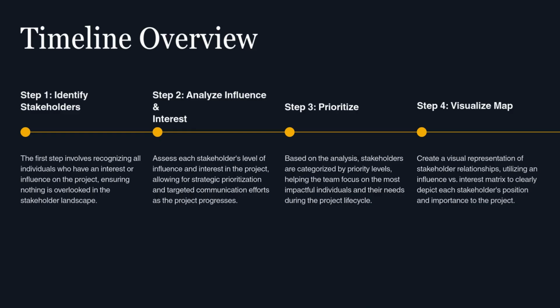You can use a grid with 4 boxes, and the grid should have high influence, high interest in one part, high influence, low interest in another, and then low influence, high interest, and lastly, low influence, low interest.